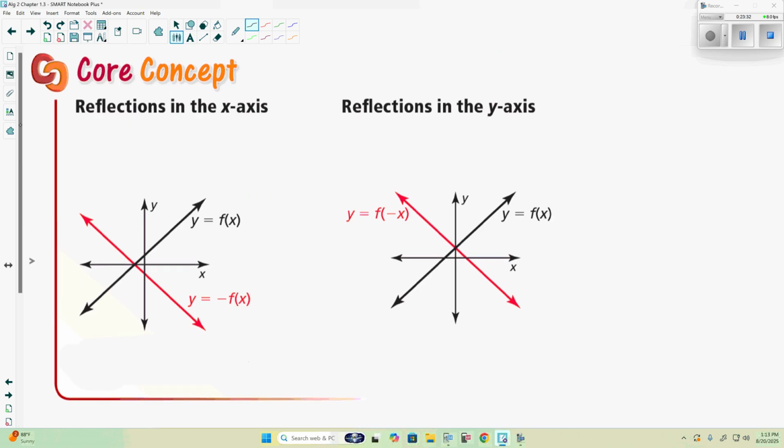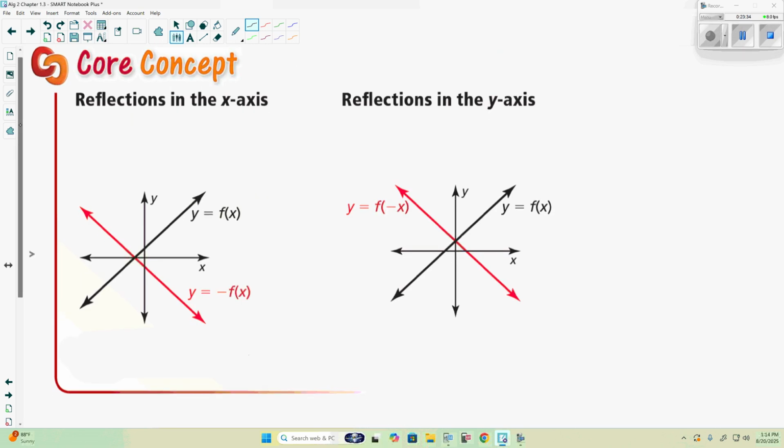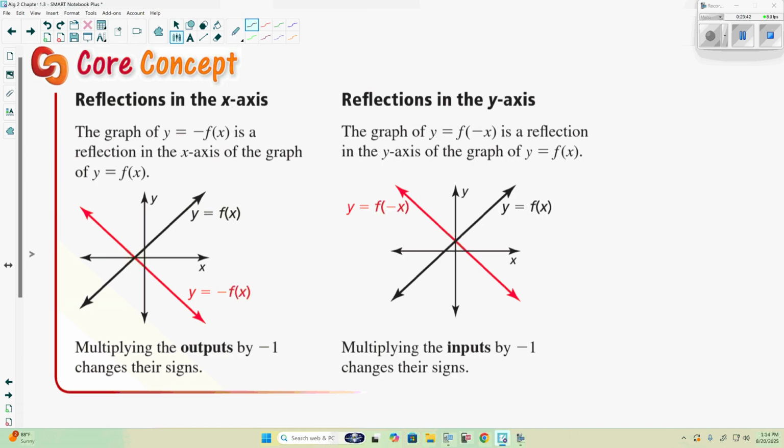The next one we have is reflection across the x-axis and across the y-axis. Now again, with reflections, we do have a setup. If it's a reflection across the x-axis, we have negative f of x. If it's across the y-axis, we have f of negative x.